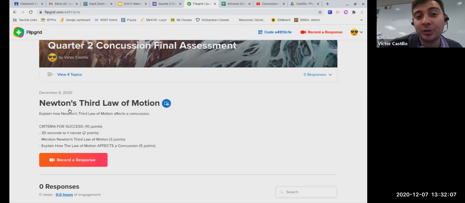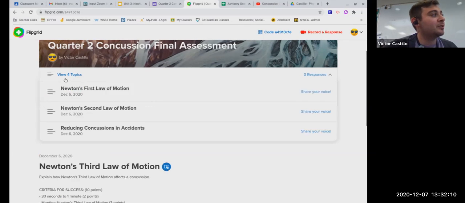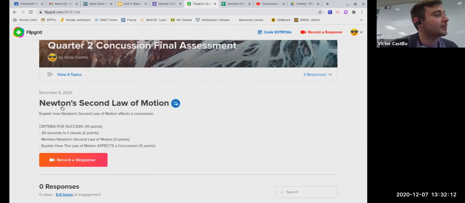Let's say, for example, I choose the second law. So I'm going to go up here and choose the second law of motion. It says, explain how Newton's second law of motion affects a concussion. And here are the criteria for success in order to get full credit. The video response should be 30 seconds to 1 minute. You have to mention Newton's second law of motion, or whichever law of motion you talk about. So whichever one you choose, you have to mention that law of motion. And then explain how the law of motion affects a concussion.